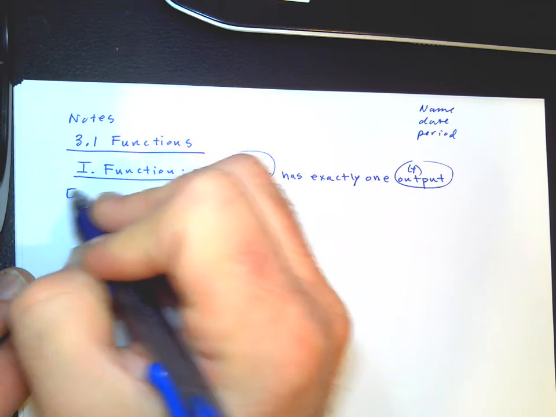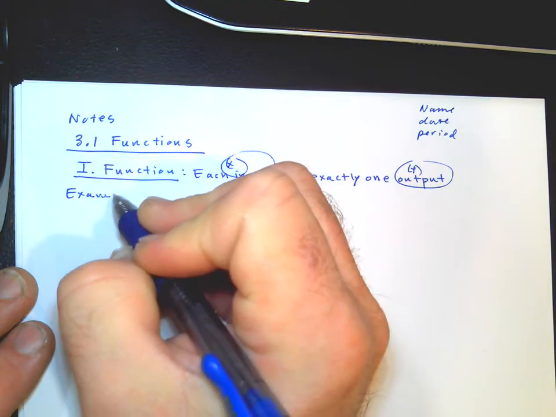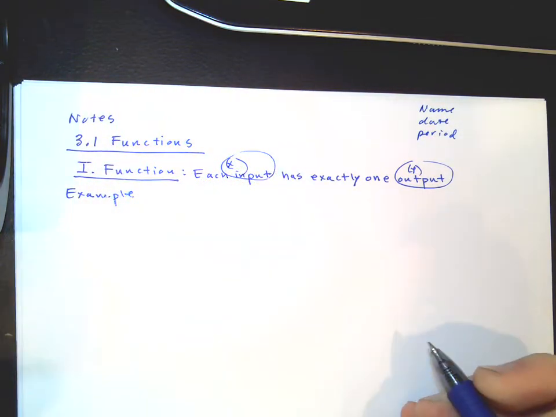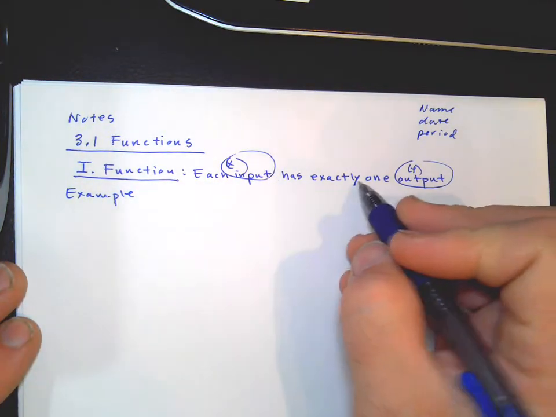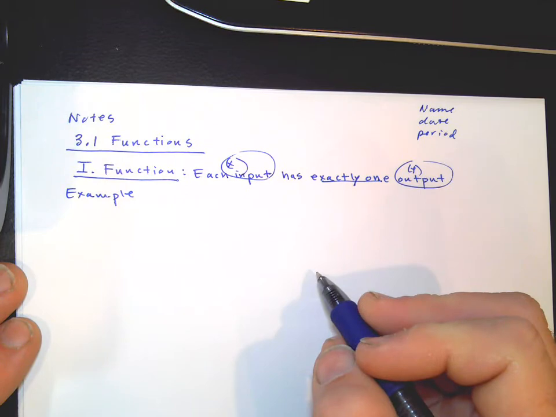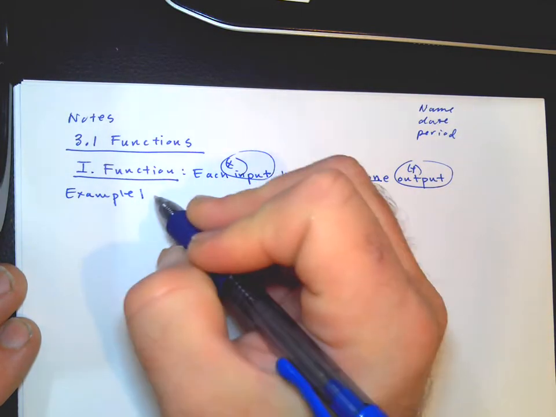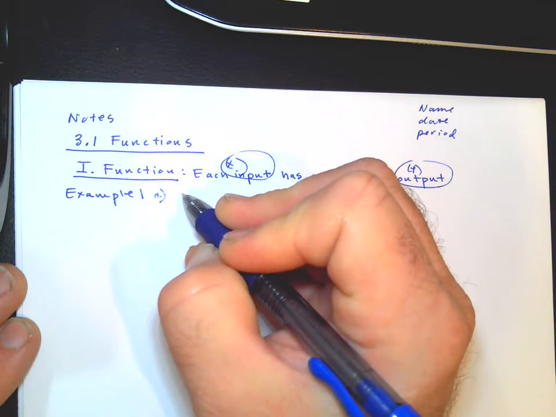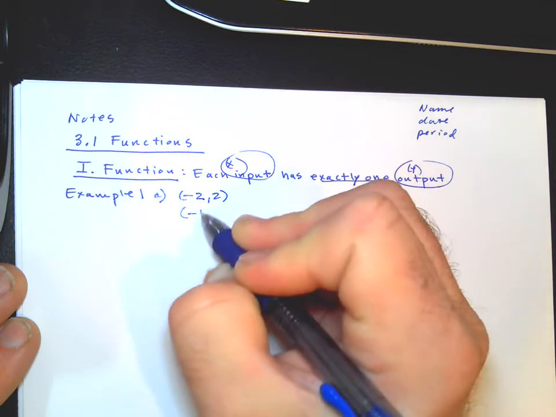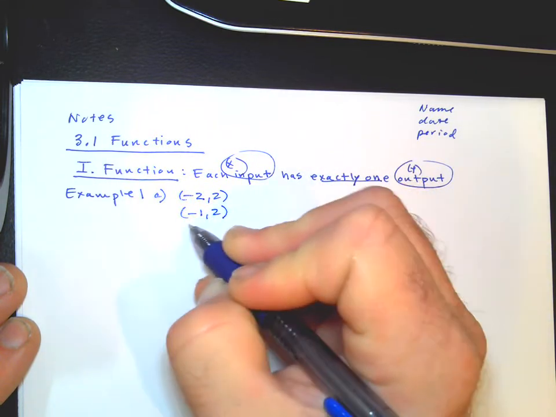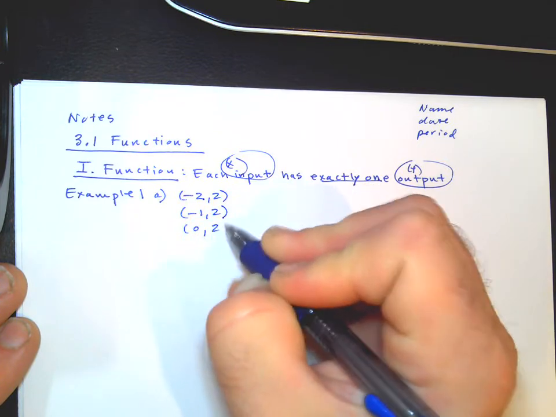So let's look at a couple examples and try and decide if they are functions or not. So every input has exactly one output. Only one, cannot have more than one. So example 1, part A, we're going to look at some ordered pairs. -2, 2, -1, 2, and 0, 2.